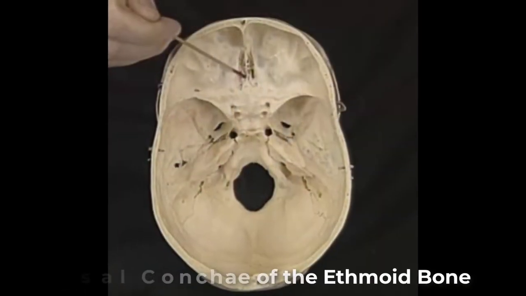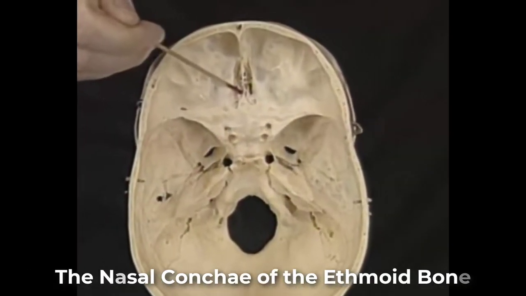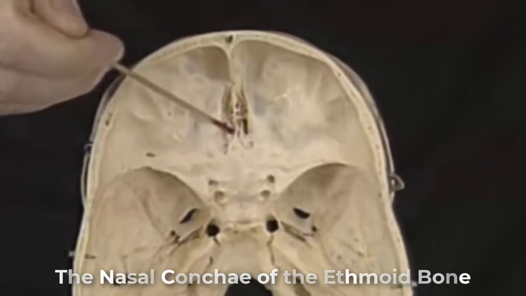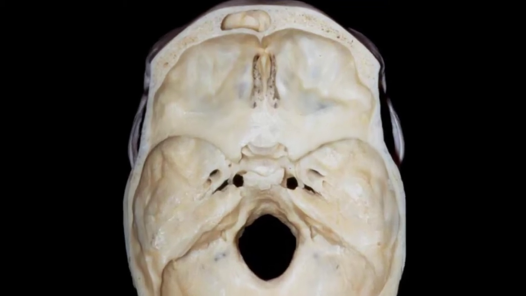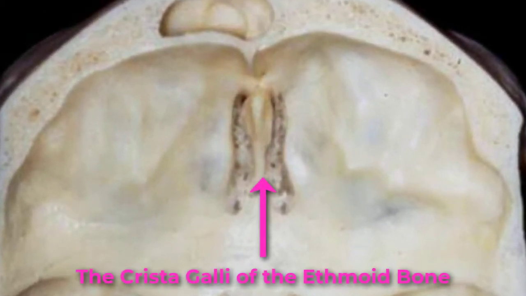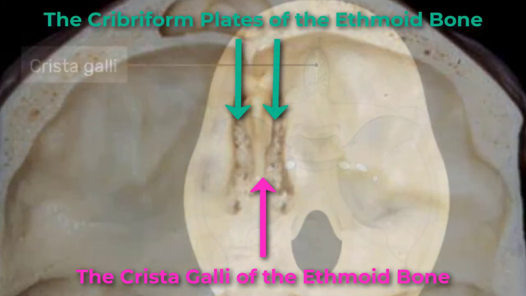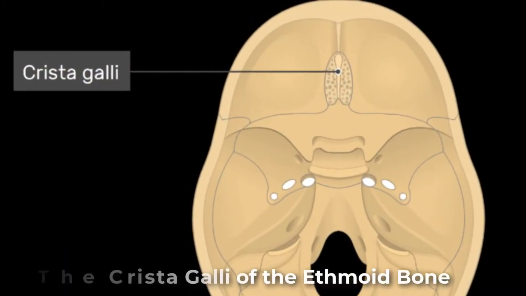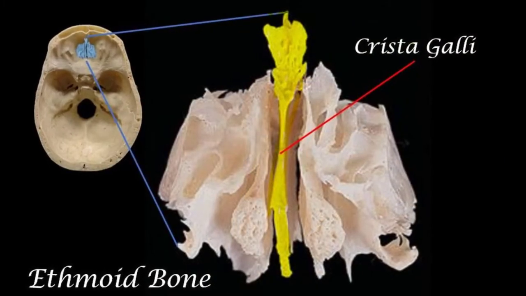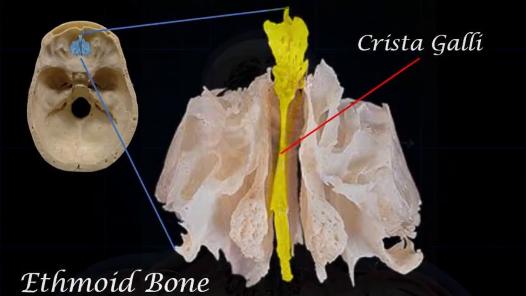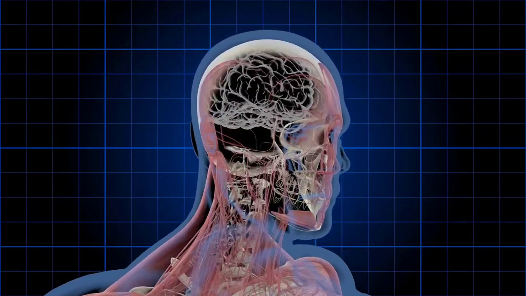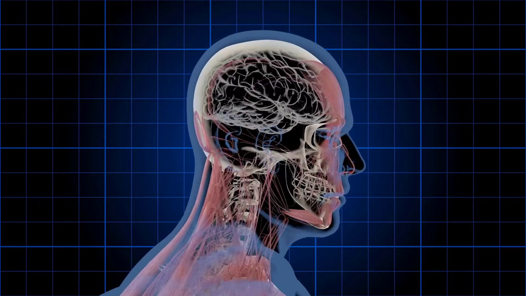In the cranial cavity, the ethmoid bone forms a small area at the midline in the floor of the anterior cranial fossa. This portion of the ethmoid bone consists of two parts, the crista galli and the cribriform plates. The crista galli, which means rooster's comb or crest, is a small upward bony projection located at the midline. This structure functions as an anterior attachment point for one of the covering layers of the brain.